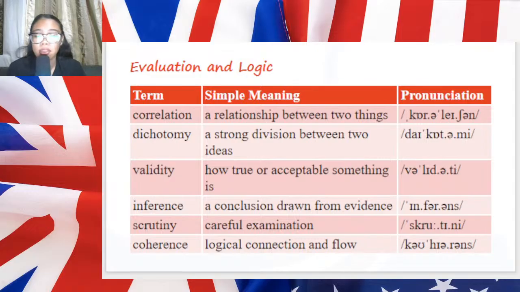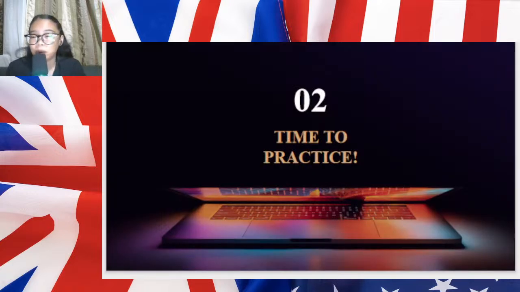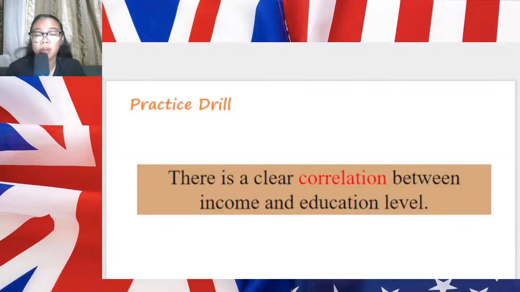Of course, these are the words under evaluation and logic: correlation, dichotomy, validity, inference, scrutiny, and coherence. Now, to check your understanding, we cannot skip to another set of words without a practice drill. So it's time to practice for the set of words. For the second set of words, same pattern, same process. Starting with the first one.